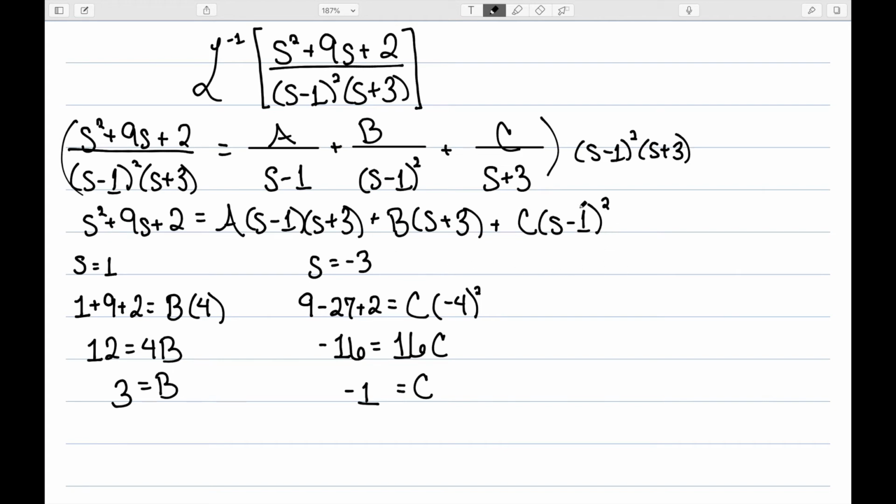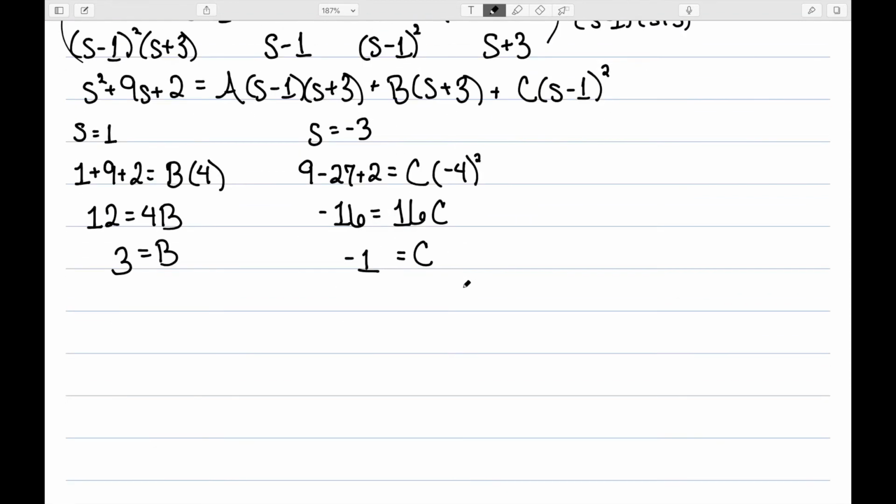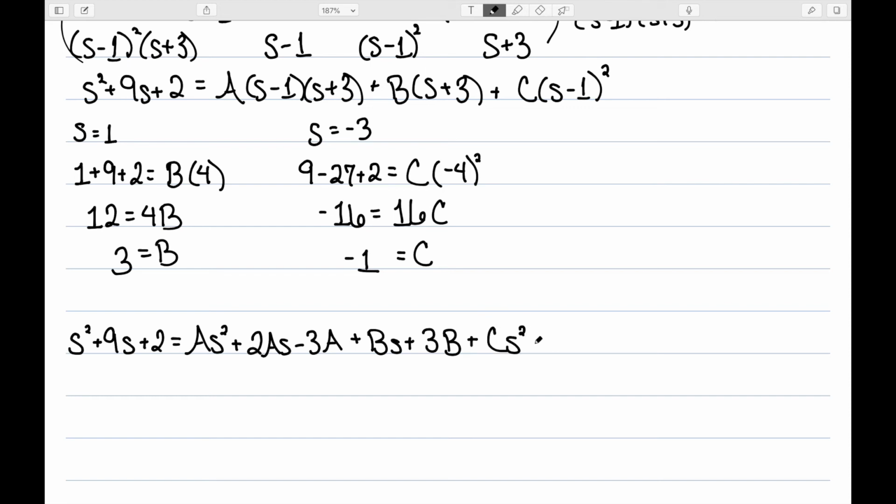Unfortunately, there's not another nice number I can pick to make both the B and the C term go to 0, but not the A term. So instead, we're going to have to do something else. I'm going to start by rewriting this and expanding out the right-hand side. I would have As squared plus 2As minus 3A plus Bs plus 3B plus Cs squared minus 2Cs plus C.